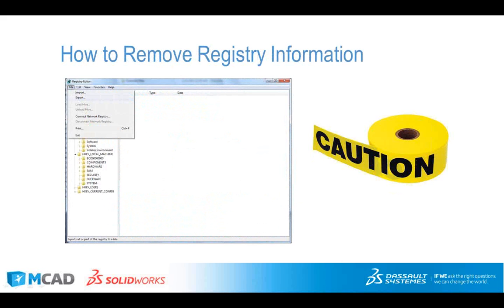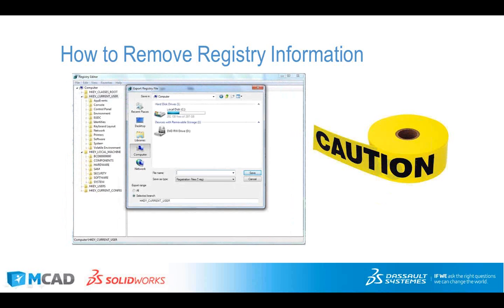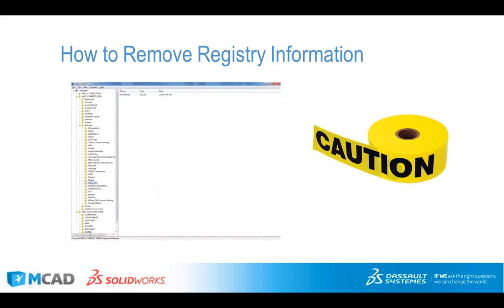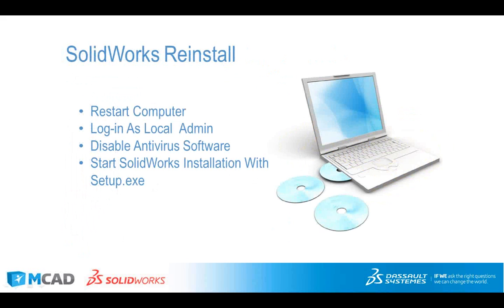You can definitely back this up. Based on being cautious here, that would be a good idea. So you can export the entire HKey local machine folder, something like that. And then you would sort through those and remove those folders if they exist. So at this point, we've uninstalled and we've gotten rid of the excess info. So now we're doing the reinstall.